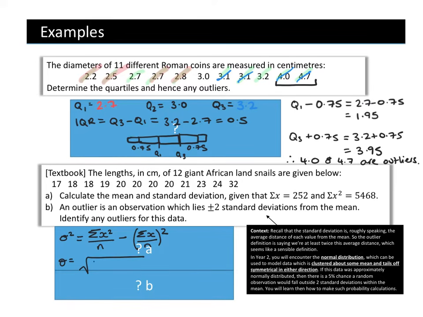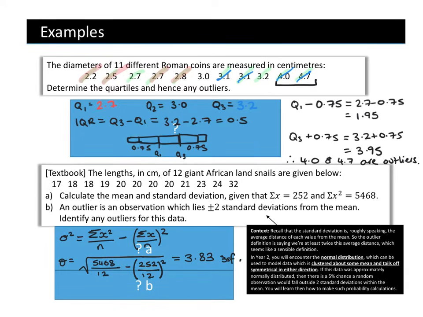So the sum of x squared, 5468, divided by, oh, it tells us there's 12. Always read the question. We're going to minus that from the sum of x, which we know is 252, and divide that by 12 again. And then we're going to square it. I'm literally going to put that whole thing into my calculator. And magically it's going to pop up 3.83, rounded to 3 significant figures. Perfect, nice and simple.